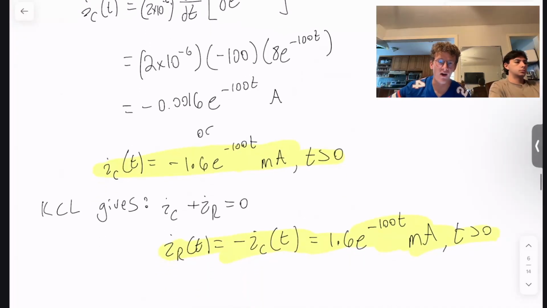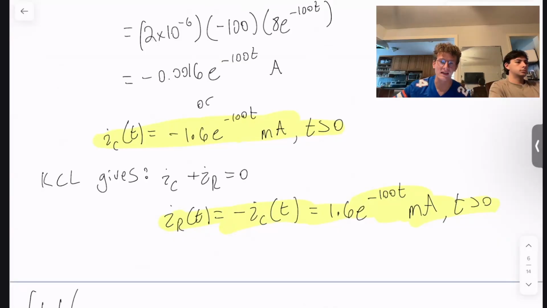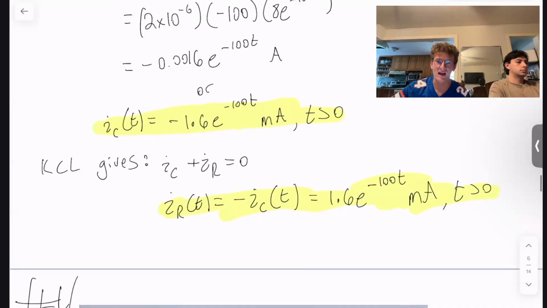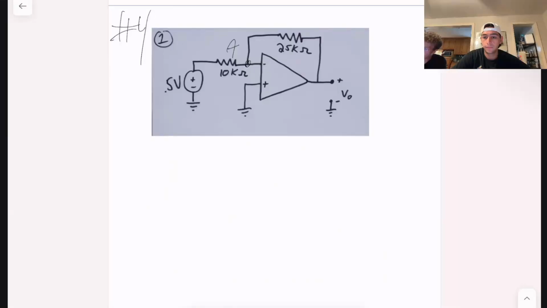So solving for IR, you get IR is equal to negative IC of t, which just gives 1.6 e to the minus 100 t milliamps. So that's how you do that. All right, so moving on to number 4.